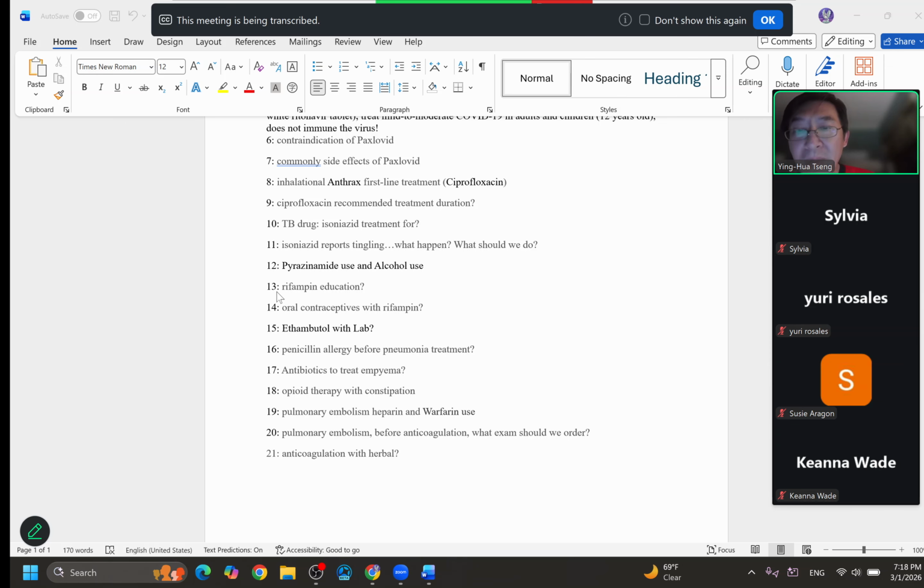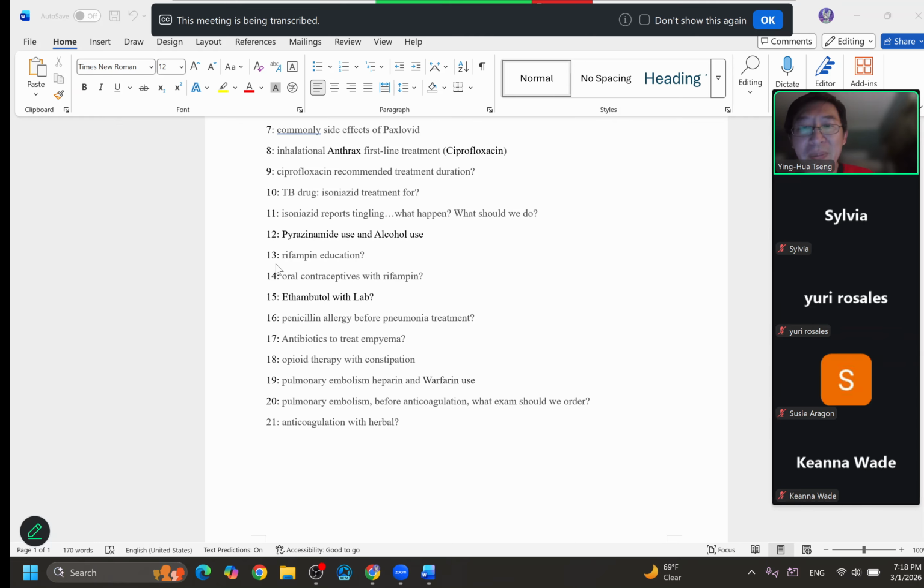Okay, rifampin education. What happens when we take this rifampin medication? Body fluids turn orange. Yes, orange body fluid. How about rifampin taken with oral contraceptives, the birth control pill? What will happen? It won't work. Yes, so you will accidentally get pregnant. And we don't want that, because rifampin has some kind of toxicity. It's also toxic to your baby. So don't get pregnant. The oral contraceptive is not working, so you use another way to prevent pregnancy.